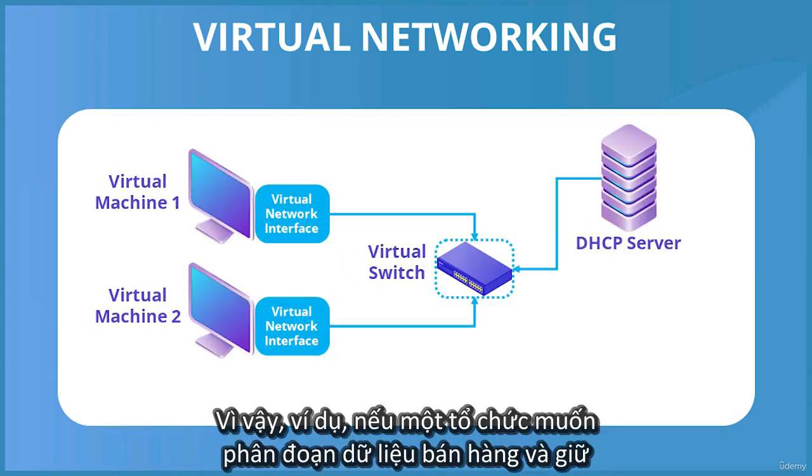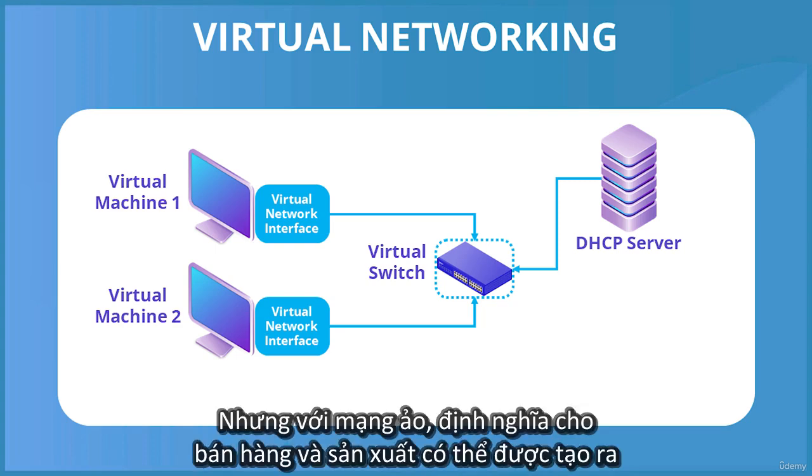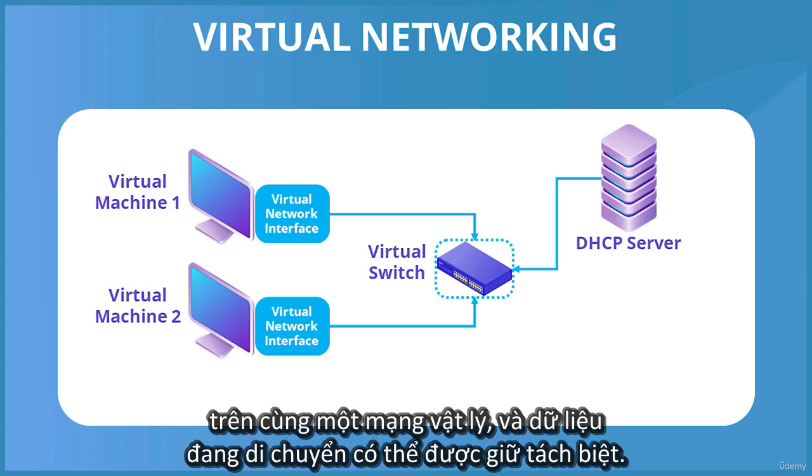So, for instance, if an organization wants to segment sales data and keep it from intermingling with manufacturing data, it's going to need two separate physical networks, yeah? But with virtual networking, definitions for sales and manufacturing could be created on the same physical network, and data in motion can be kept separate.